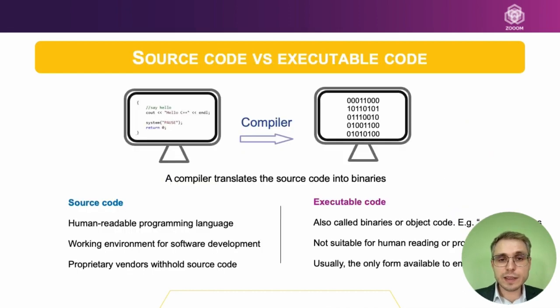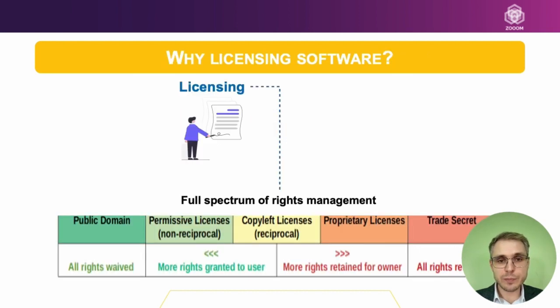Now, it is important to understand that the protection of copyright extends to both source code and executable code. So both the human-readable source code expressed in a programming language and the binary code that is executed by a computer, which is typically not suitable for human reading or understanding. But both forms are expressions of the same idea and as such are protected by copyright law.